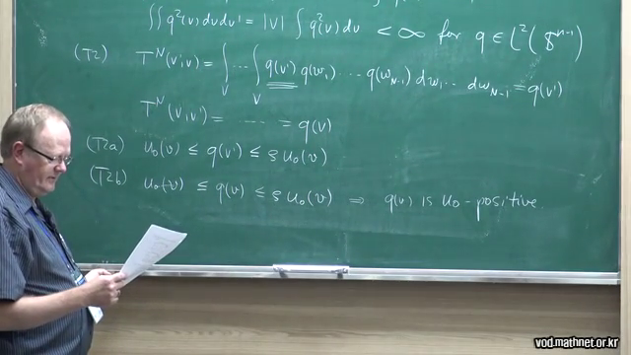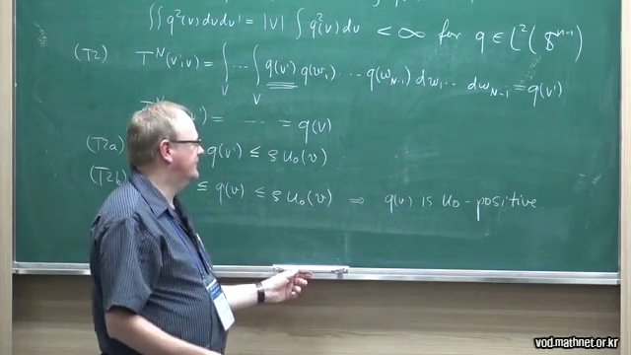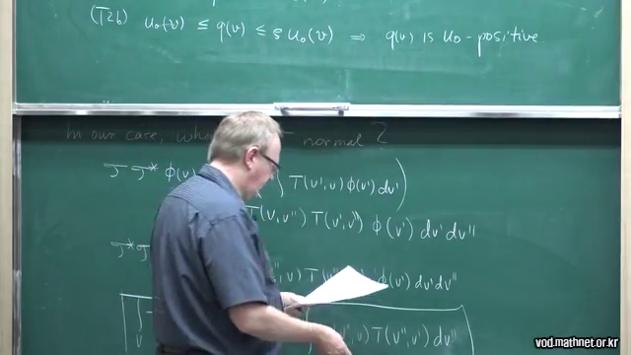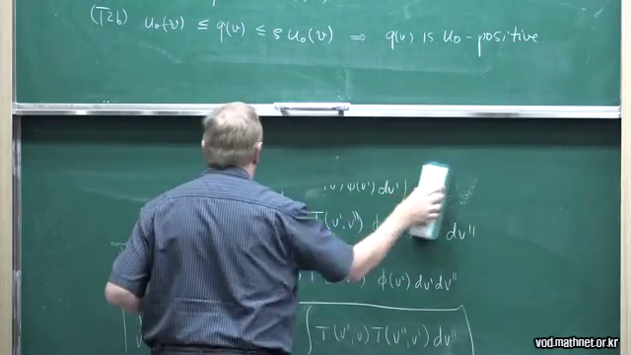All right, so that is this one. Let's assume Q of v is U0 positive, which doesn't seem to be very restrictive either. So what else do we have? Oh, here's a normality condition, so let's check that.